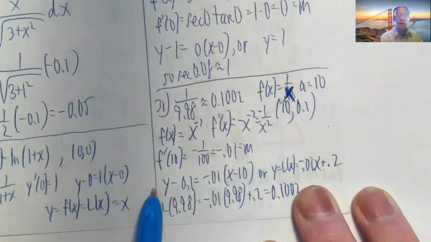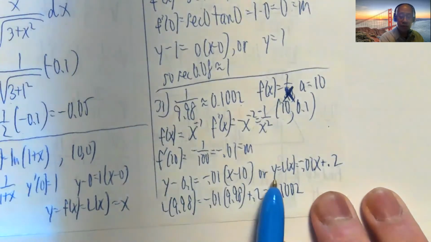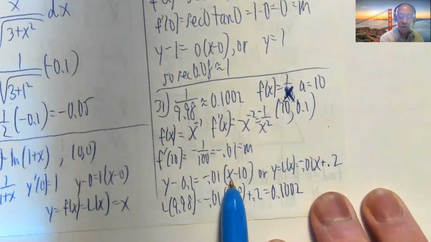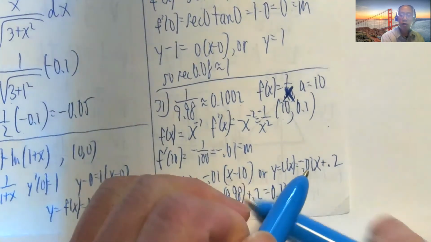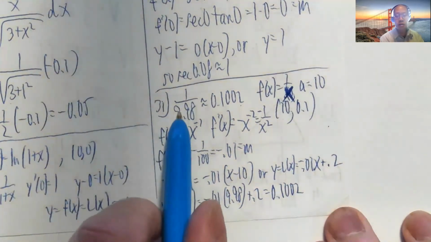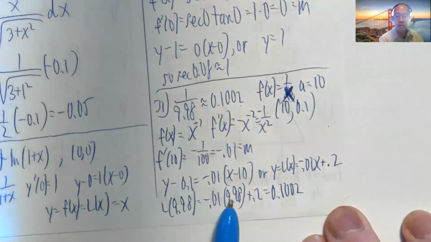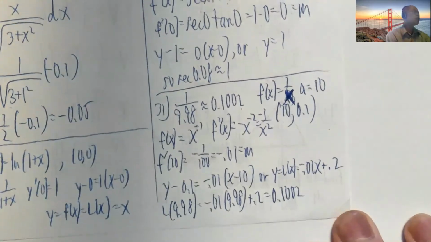That's my slope. Okay, so y minus y1 equals m times x minus x1. Okay, or y equals L of x is negative 0.01x, and then we have plus 0.1 plus another 0.1, or plus 0.2. Right, now, if I want a good approximation to this, I'll just plug in 9.98. So negative 0.01 times 9.98 plus 0.2 comes out to be 0.1002, which is what was asked for in the problem originally.